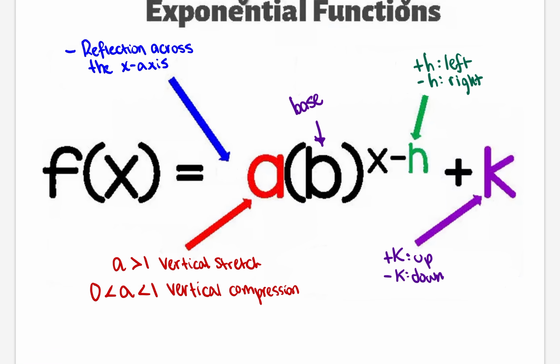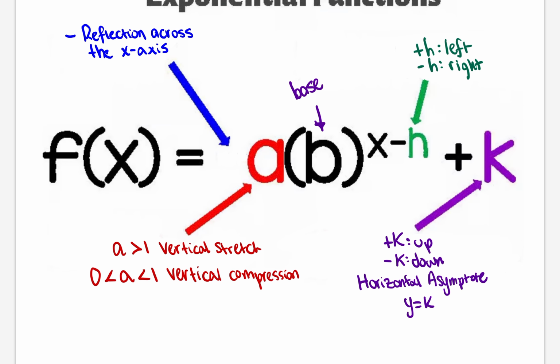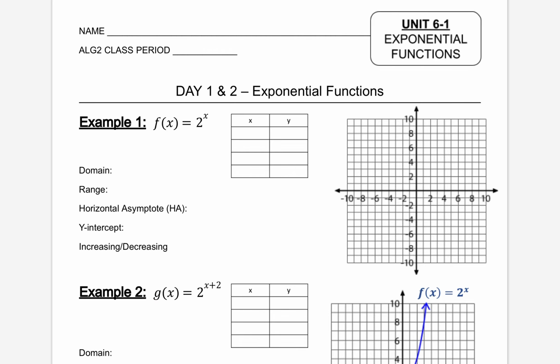And this k value is also known as the horizontal asymptote, which is represented algebraically by y equals k. Now, the horizontal asymptote is a line that our graph or function gets very close to. It approaches it, but never intersects, okay? All right, let's go ahead and begin our lesson.